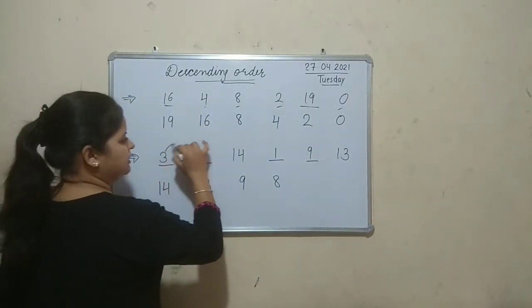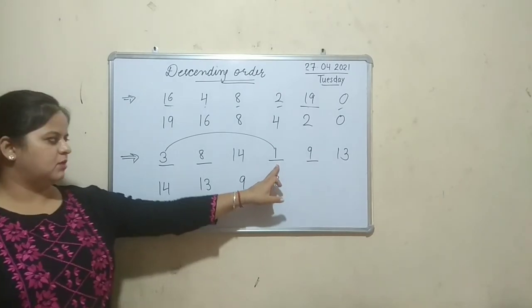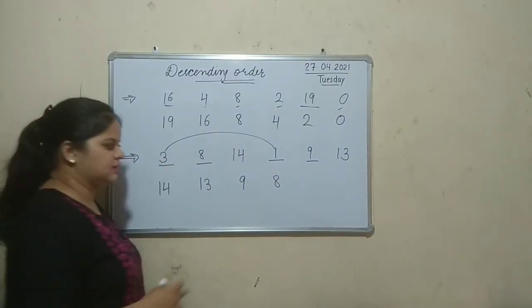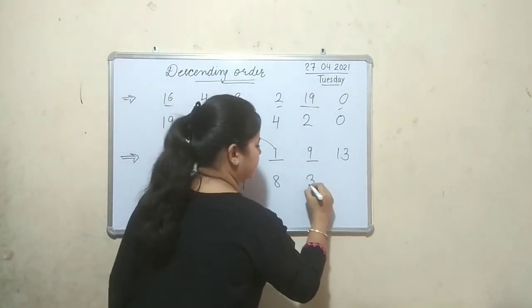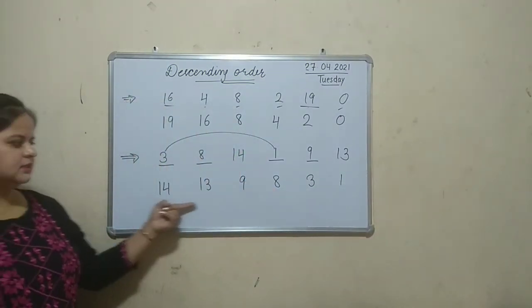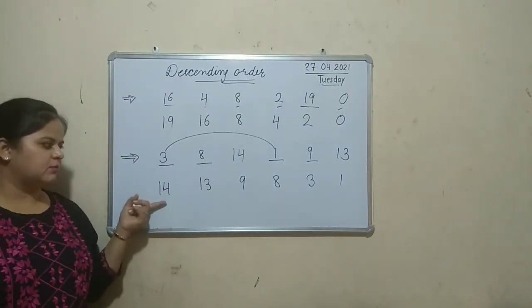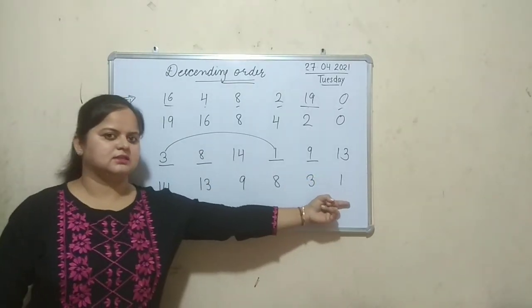Now we have left only 3 and 1. 1 is smaller and 3 is greater. So we will write the greater one first and after that the smallest number. This is also arranged in descending order, from greatest to smallest.